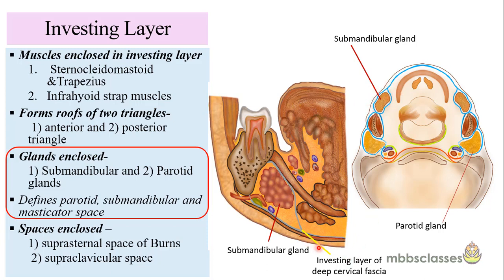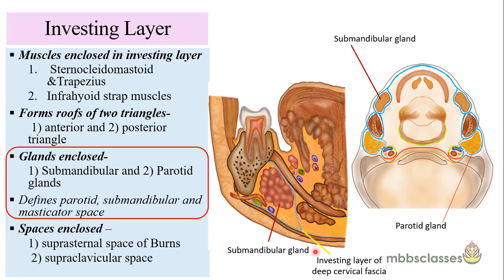So if you see here, this is the submandibular gland. This fascia splits into two, the superficial limb and the deep limb. The superficial layer of the investing layer covers the superficial surface of the submandibular gland and it is attached to the lower border of the mandible. So this is the mandible, this is the lower border, and the superficial limb is attached here.